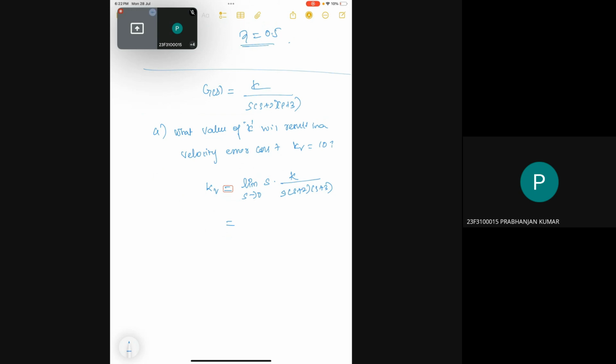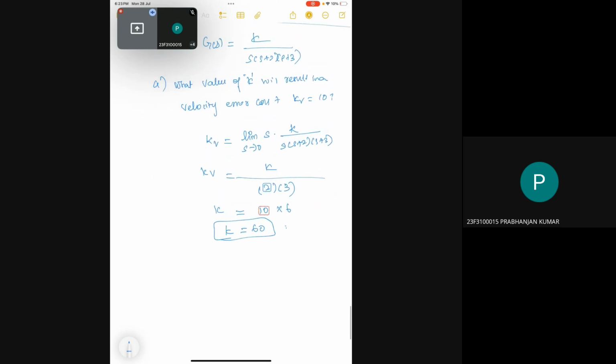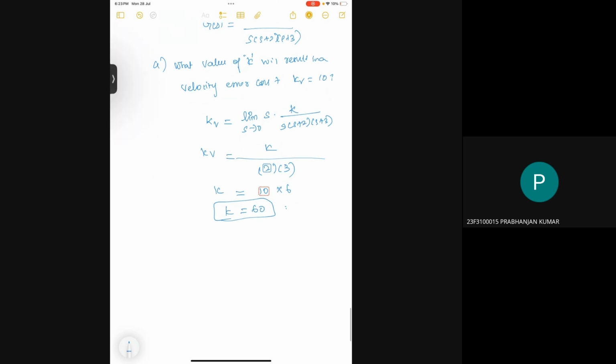Right. So this will give you, when s equals 0, K by 2 into 3 equals Kv. Kv is 10, we know, into 6. So K equals 60. So this is the value of K that will give Kv equal to 10.